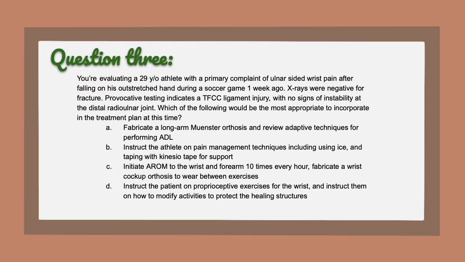A, fabricate a long-arm Munster orthosis and review adaptive techniques for performing ADL. B, instruct the athlete on pain management techniques, including using ice and taping with kinesio tape for support. C, initiate active range of motion to the wrist and forearm 10 times every hour, and fabricate a wrist cock-up orthosis to wear between exercises. D, instruct the patient on proprioceptive exercises for the wrist and instruct them on how to modify activities to protect the healing structures.